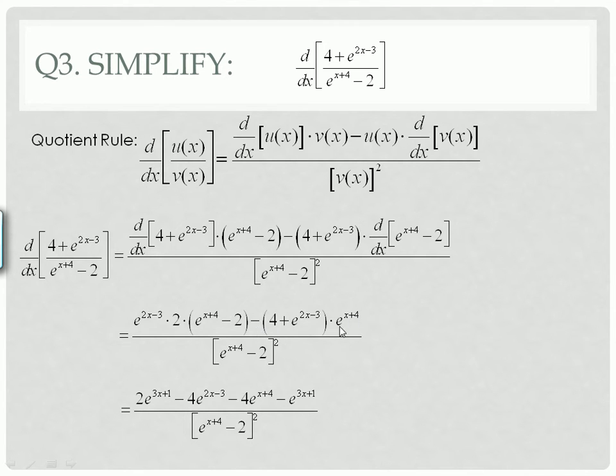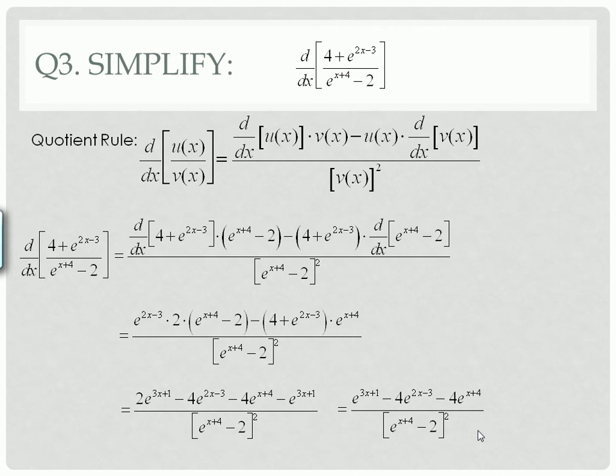For the second term, remember that you're distributing through by that negative as well. So you get negative 4e to the x plus 4, and you get negative, and then adding these exponents again, you get e to the 3x plus 1. And notice that you have an e to the 3x plus 1 term in common. So combining those, you've got 2, take away 1 of them, it'll leave you with 1 e to the 3x plus 1. So I get e to the 3x plus 1 minus 4e to the 2x minus 3 minus 4e to the x plus 4 all over the denominator squared.